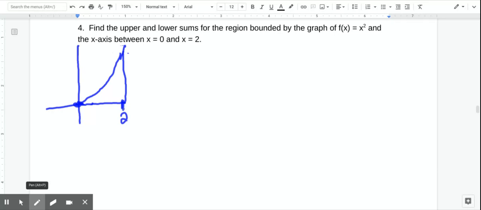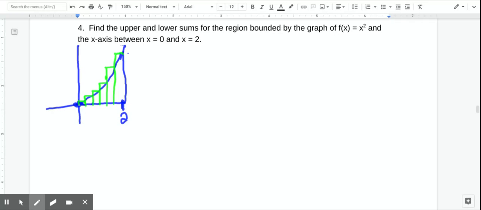So what we're going to do is make rectangles. Now, we want more rectangles, okay? 5 is not enough. 8's not enough. 16's not enough. What we want is like infinitely many rectangles, okay? So let me just sketch in some of these. I'm going to start with the upper sum. So I'm going to start with these rectangles that overhang like this, okay? And just pretend there's a ton of them there.